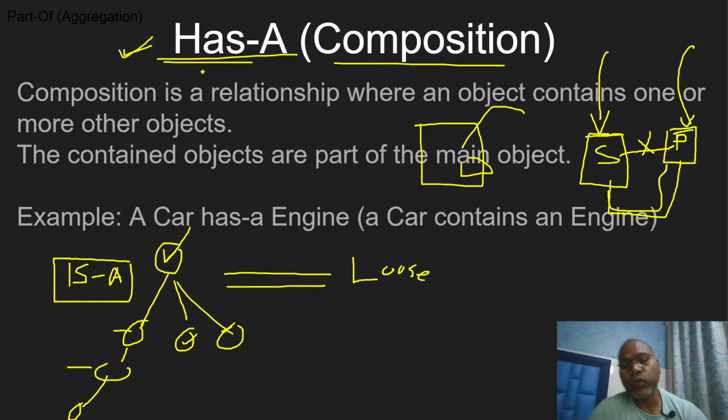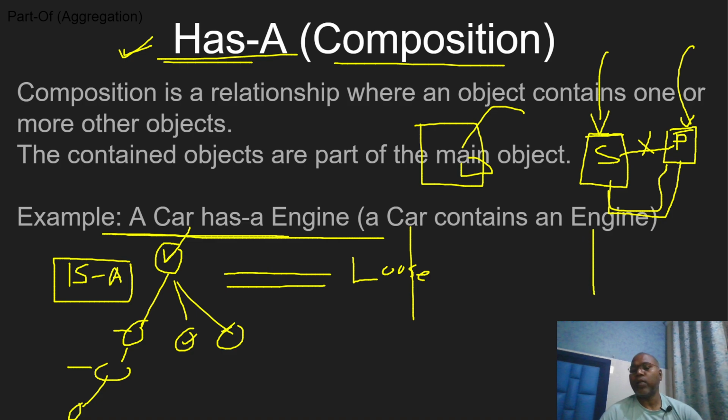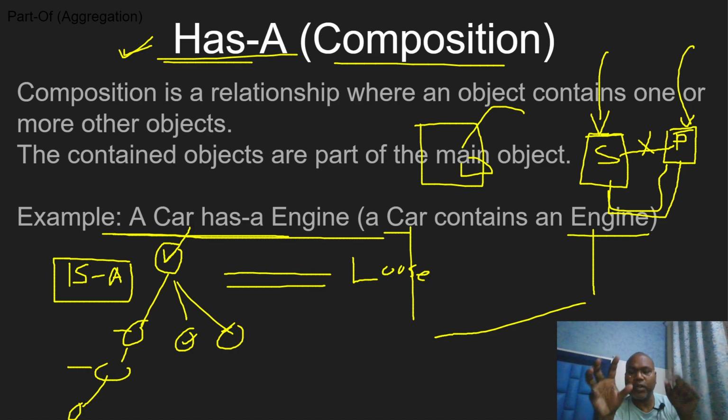So please ensure that whenever you are designing the system and making a relationship between objects, use a has-a relationship. Like the example mentioned here, car has an engine. Car is one object and engine is another object. So a car can have an engine, yes, but you cannot say engine is a car or car is an engine.